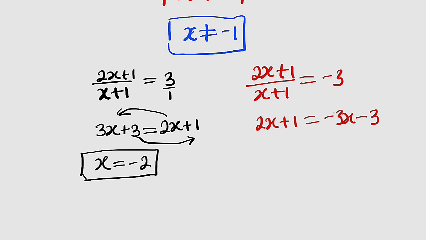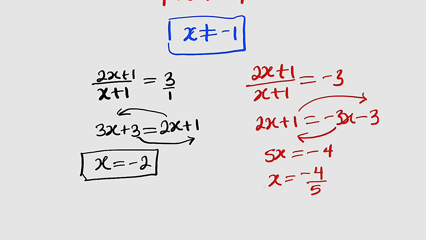We have 2x plus 1 equal to negative 3x minus 3. Let's collect the like terms. If you take this one to the left, it becomes positive. 2x plus 3x is 5x. Equal to, you take 1 there, it becomes negative 1. Negative 3, negative 1 is negative 4. You divide both sides by 5. You have x equal to negative 4 divided by 5. So this is another critical point, or you can write it as x equal to negative 0.8.